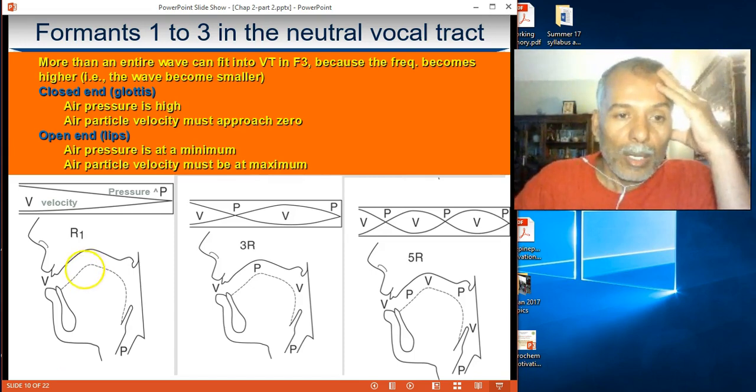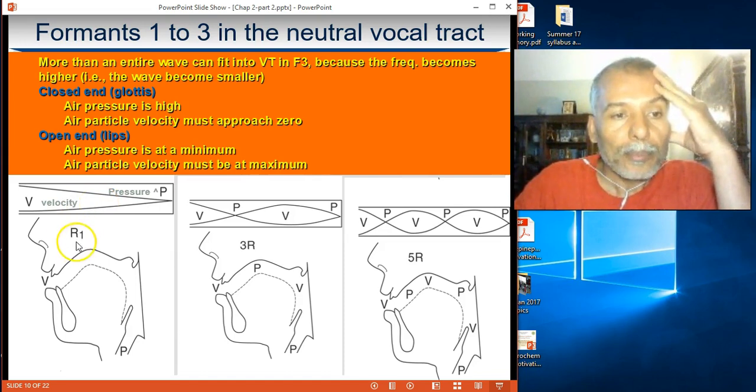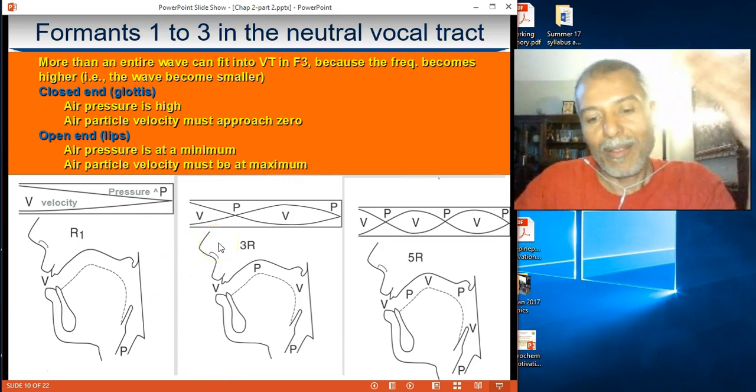So ideally if it were to play again, this is R1, and if R2 was to occur, then you would have half of the wave fitting in, 1/4 plus 1/4. So you'd have half of the wave fitting in. But we said that that is an even number. R2 is an even number. That will be deleted. So you go to the third harmonic, which is the third resonant frequency.